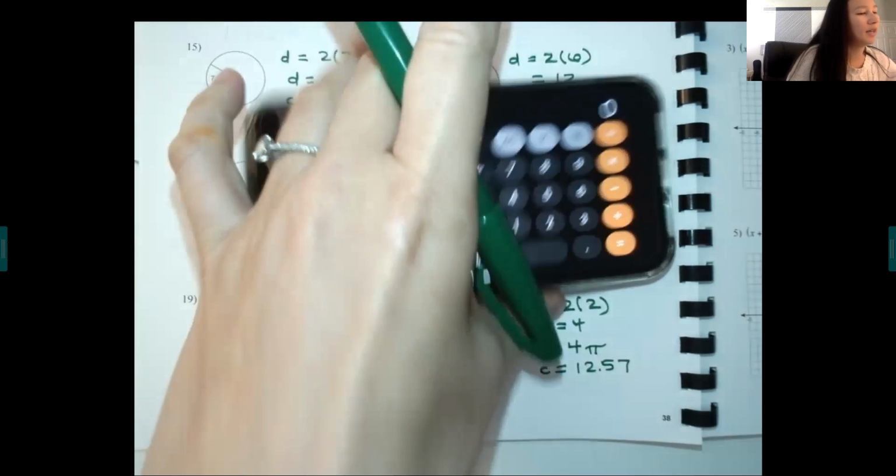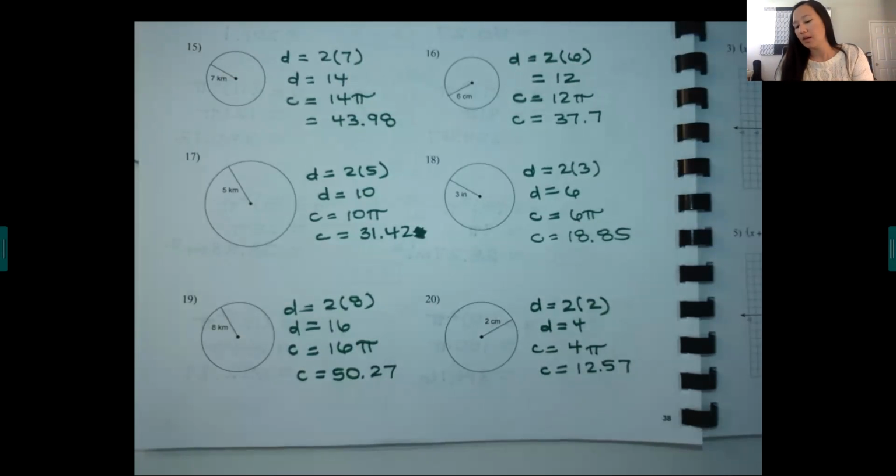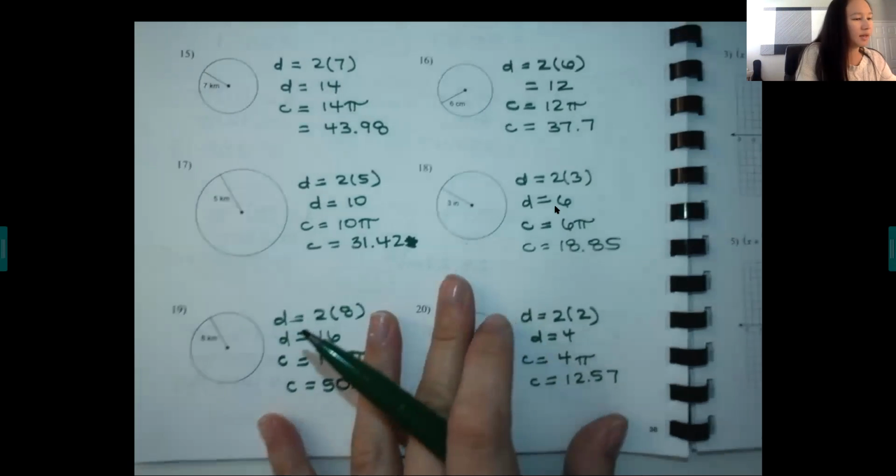All right, very good. We can move on then to graphing circles. So let's flip back to our notes.